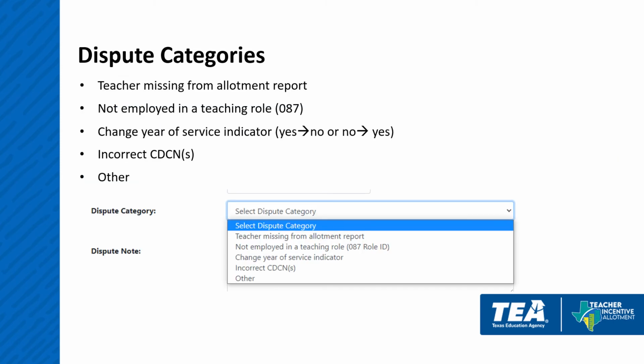Let's take a look at the different dispute categories. So once you select Add a Dispute, you'll have to choose a category. This could be a teacher was missing from the report, they were not employed in a teaching role and need to be determined ineligible in SCOMS. You might need to change their year of service indicator from yes to no or no to yes, correct their campus, and then there are always some other circumstances that we may not have anticipated, and you can use that other category if needed.